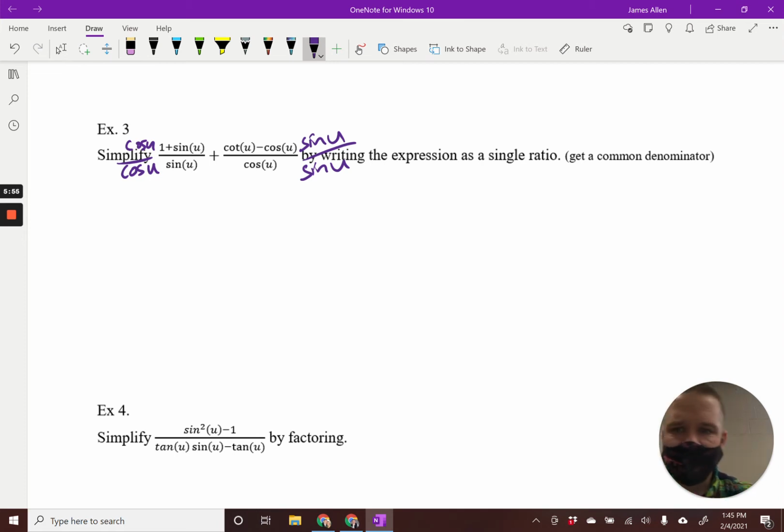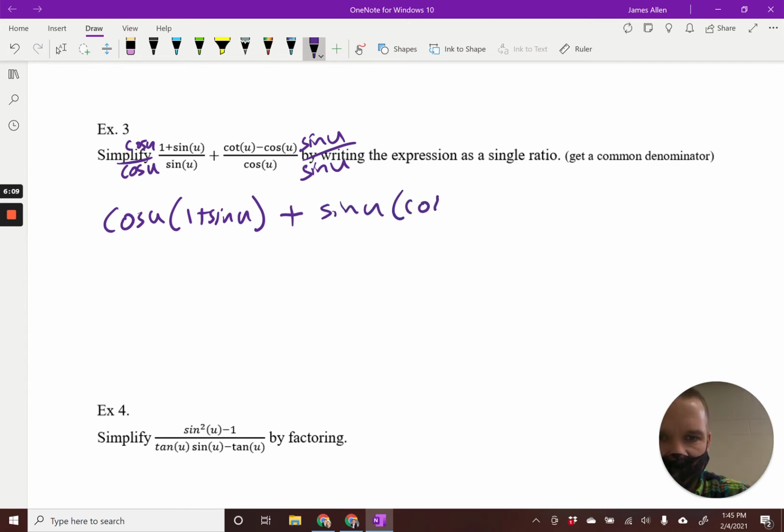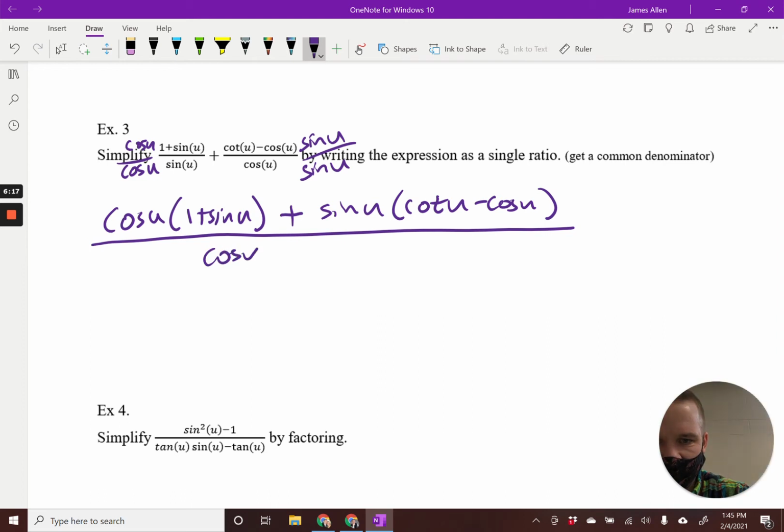Alrighty, let's go. So the first one's going to be cosine of u times 1 plus sine of u plus, and then I'll have sine of u times cotangent of u minus cosine of u, all over my common denominator, cosine of u times sine of u. Now, don't get all crazy on me and think you can just cancel those and cancel those. Yay! No, you cannot do that. Do not do that. Terrible idea. Also illegal. It'll land you in math jail, not a place you want to be.